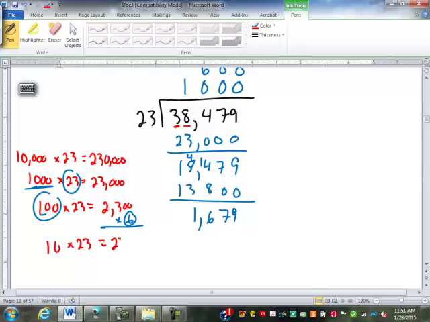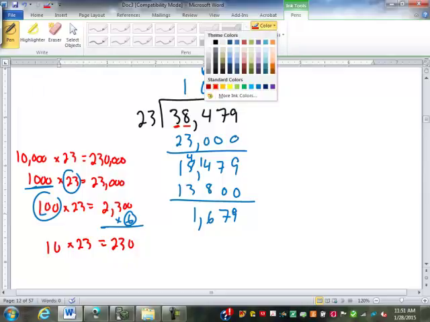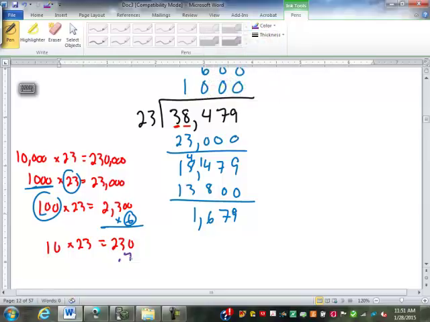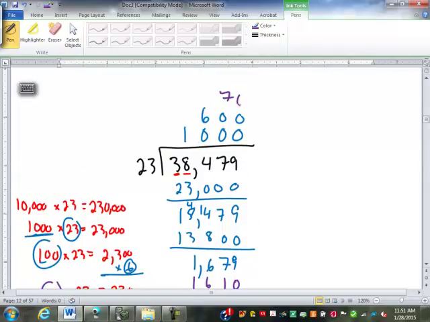10 times 23 is 230. We can subtract that. Oh, can we go 7? We might be able to go 7. Let's try 7. Times 7 would be 0, 1, carry the 2. Yes, we can. We're left with 69. So again, we just subtracted 7 bundles of 10 23s, or 70 23s.